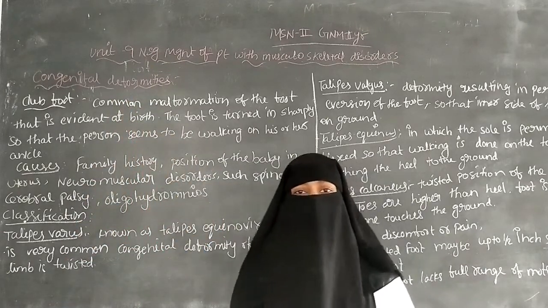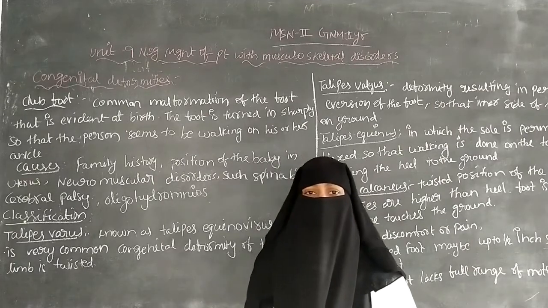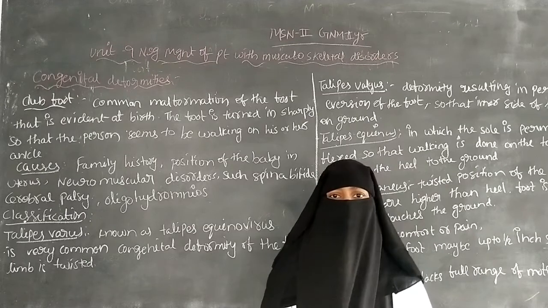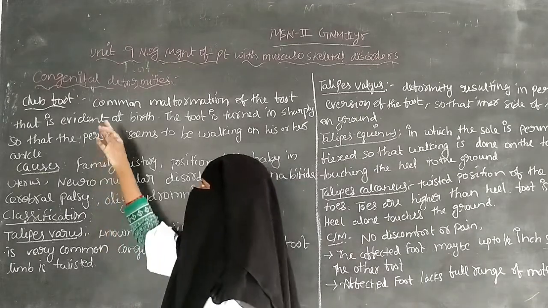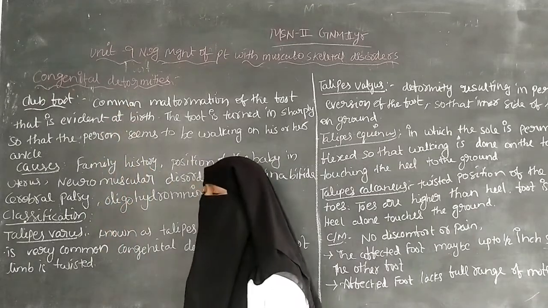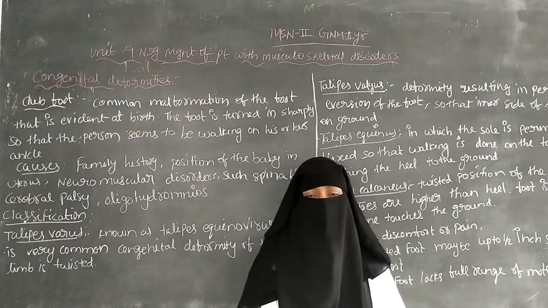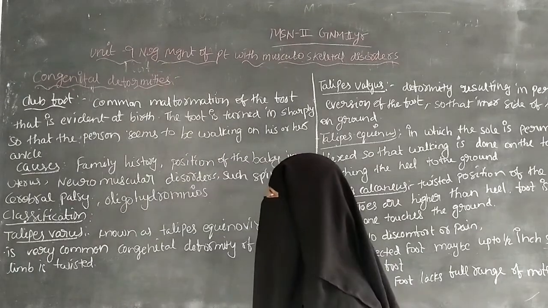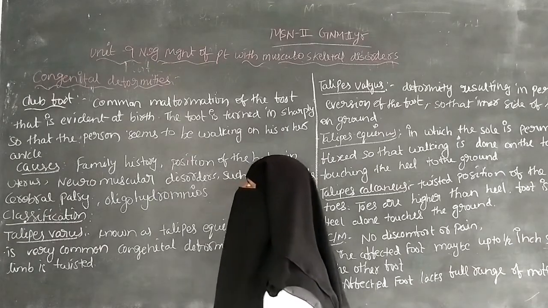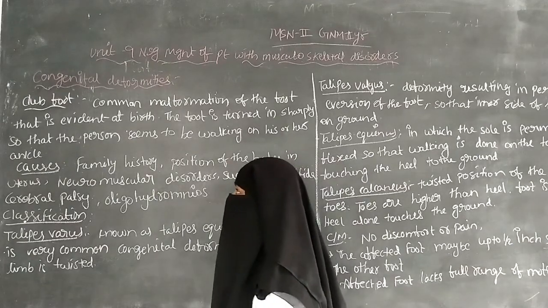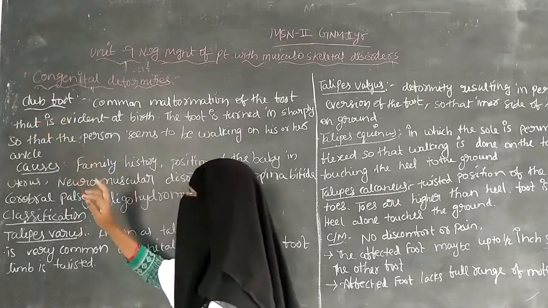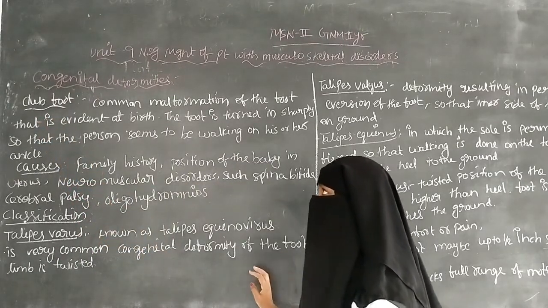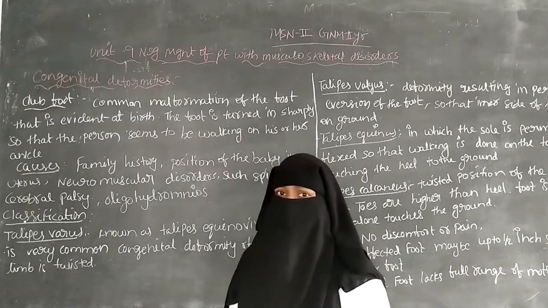Congenital deformities means that by birth itself, an abnormality can be present in the baby. So it is called a congenital deformity. In this, we are going to discuss clubfoot. Clubfoot is one of the congenital deformities in the musculoskeletal disorders.